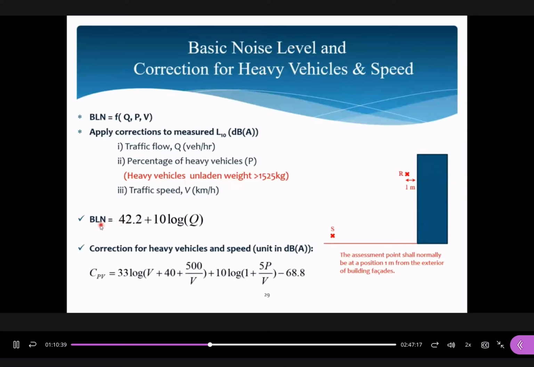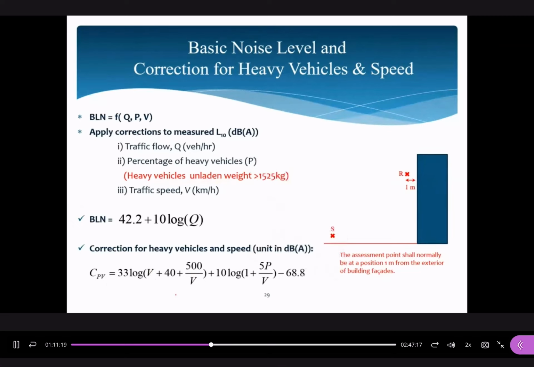The basic noise level is 42.2 plus 10 log Q, where Q is the traffic flow. For the corrections for heavy vehicles and speed, we may make use of these equations. Please bear in mind, all the equations presented here could be given if we have similar problems. You do not need to memorize all these equations, but you need to know how to make use of them. The first one is to find the basic noise level, and the second equation is to do corrections for heavy vehicles and speed.